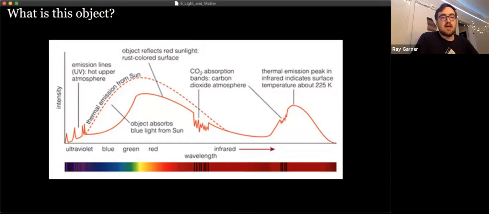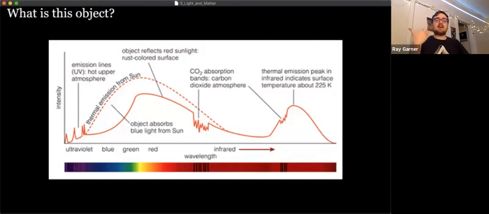full line. So we've got some emission lines in the ultraviolet, which means that this object has a hot upper atmosphere. We've got some weird shape here. The dashed line shows the thermal emission from the sun. So this thing must be absorbing blue light from the sun because there's less of it here, but reflecting red sunlight. So it must have sort of a rust-colored surface.